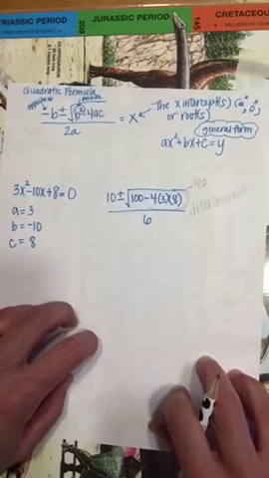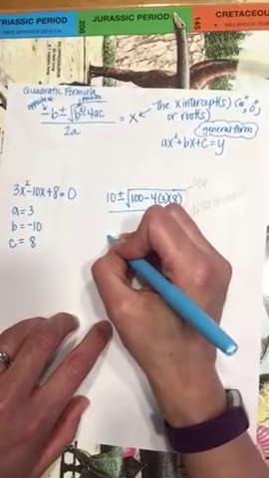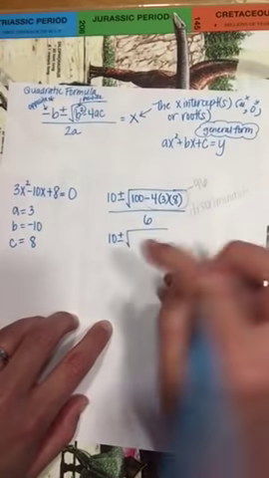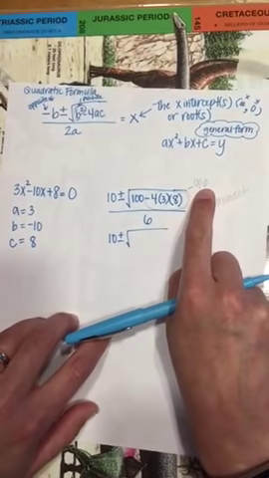When I go ahead and fill out the rest of this formula, or when I simplify, I would do 10 plus minus the square root, and I would do 100 minus 96.